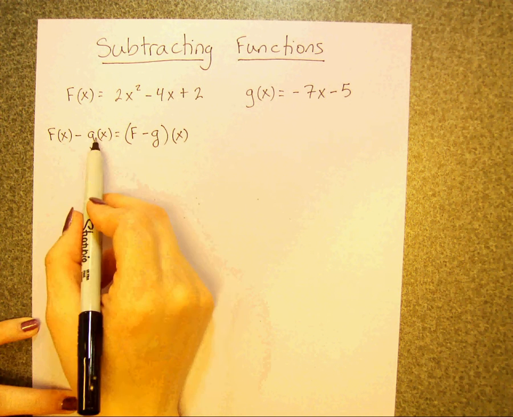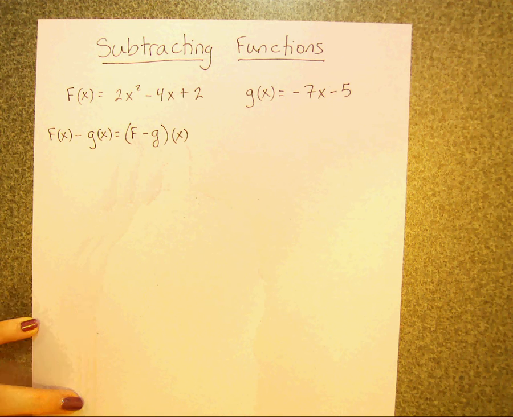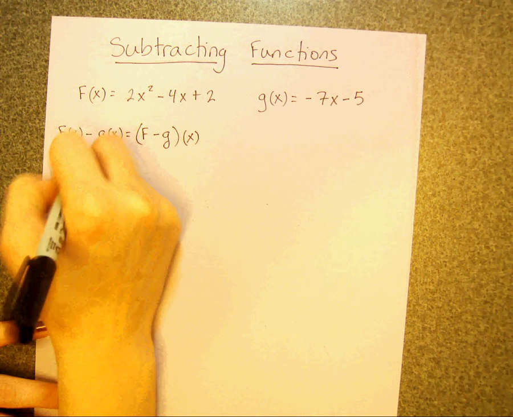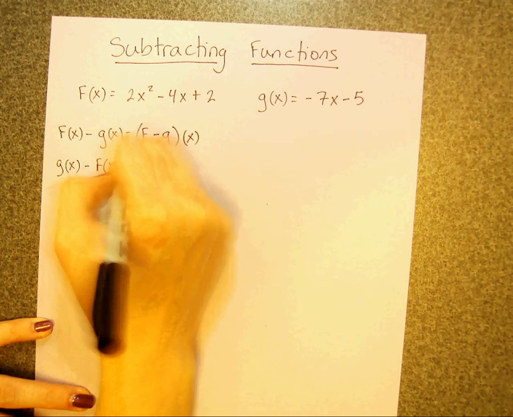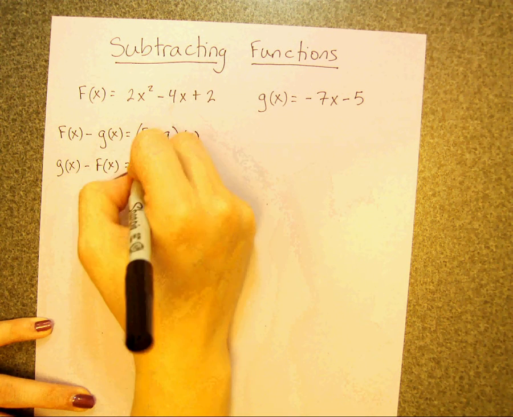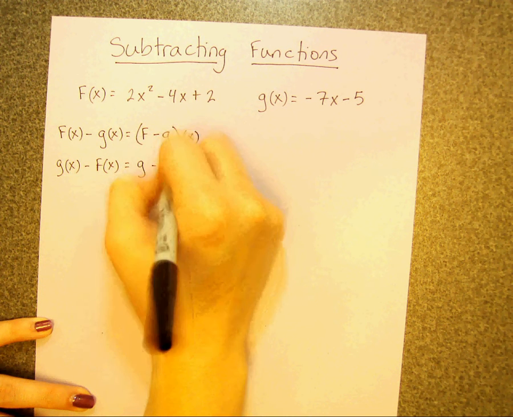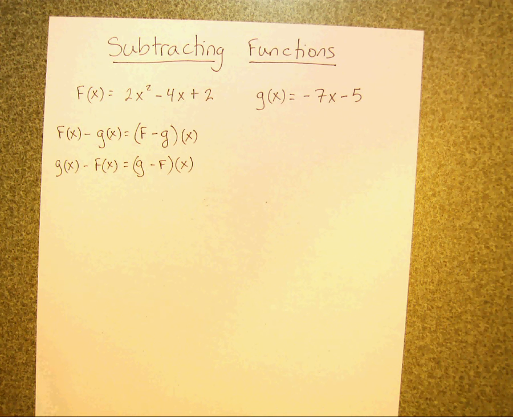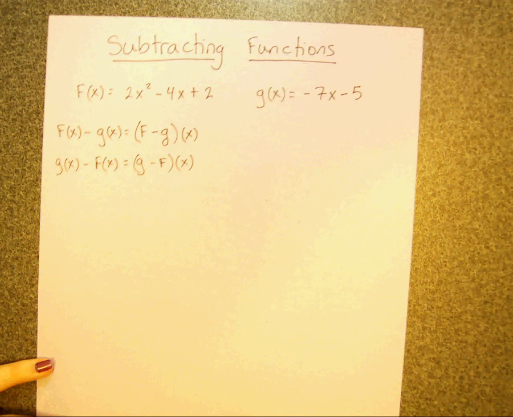So f of x minus g of x is the same as f minus g of x. Then we could also have g of x minus f of x, which is just the reverse order, right? This is g minus f of x, and they will give you different answers, so be careful of the order.